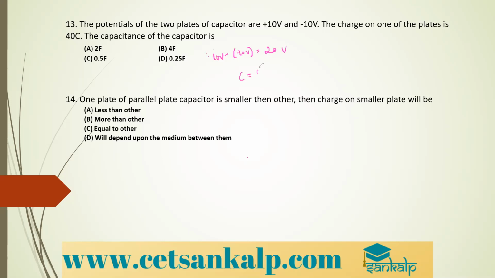So we have C is equal to Q by V. That is equal to the charge, 40, divided by V, 20. So 4 by 2, it is 2 farad. That is option A, the correct option.